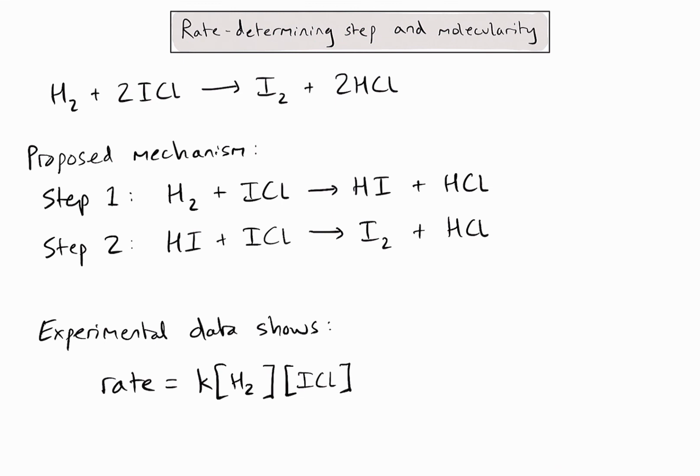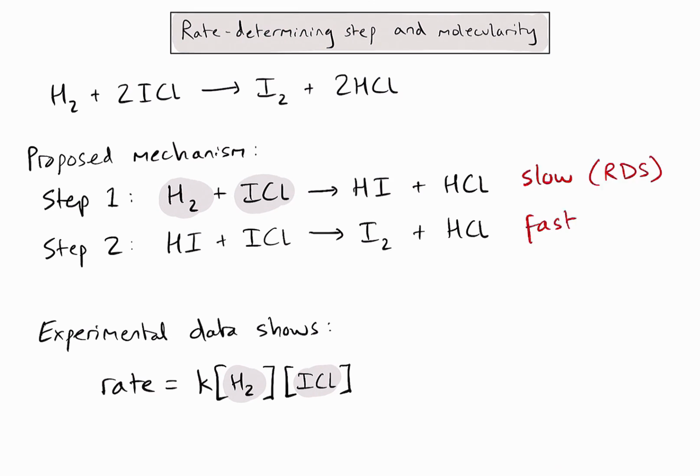So because my rate expression shows that rate is dependent on the concentration of H2 and ICl, I want to look and see if those two molecules are involved in one of the steps of my reaction, which they are. This must mean that step 1 is my slow step, or the rate determining step, and step 2 would be the fast step. Although I can never be 100% certain of my proposed mechanism, this experimental data does support my mechanism and indicates that if I am correct, then step 1 is my slow step and step 2 must be a fast step.